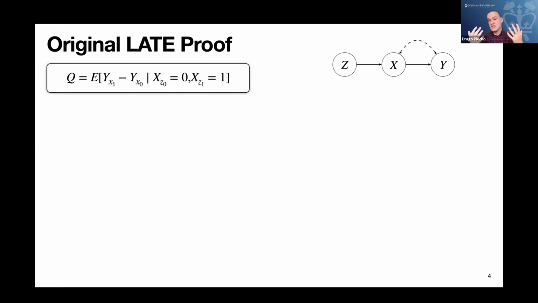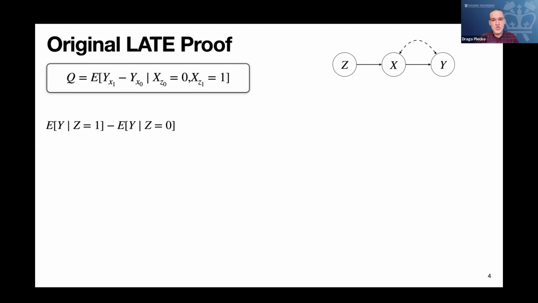So how do we show this? And this proof is actually quite clever. You need to be able to spot this. Actually, it is a very good insight coming from the literature. Now, what we're going to start with to identify this query Q at the top, we're going to look at this conditional difference of Y given Z equals 1 minus Y given Z equals 0.